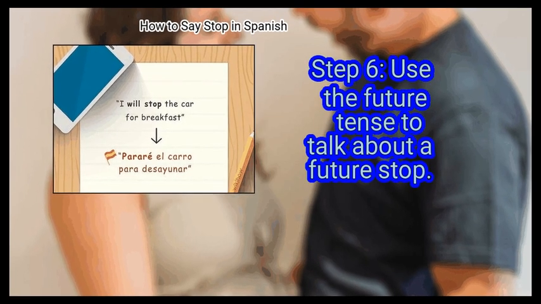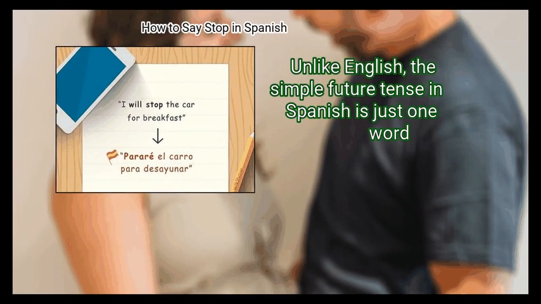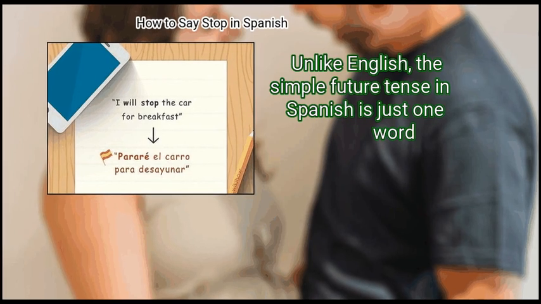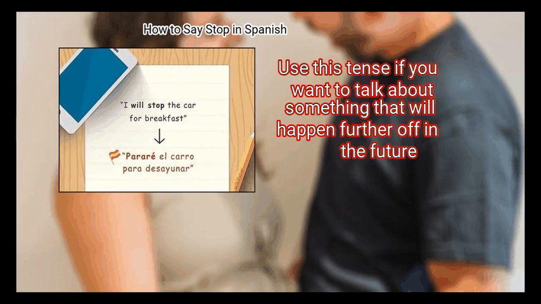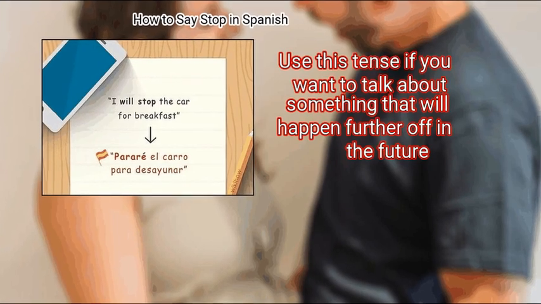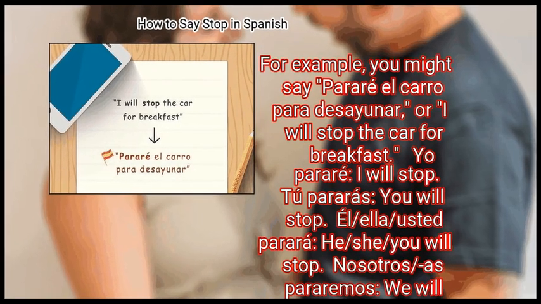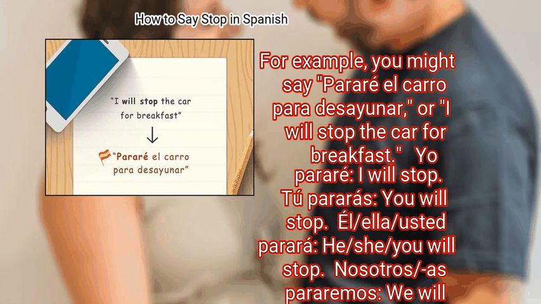Finally, use the future tense to talk about a future stop. Unlike English, the simple future tense in Spanish is just one word. Use this tense if you want to talk about something that will happen further off in the future. For example, you might say, pararé el carro para desayunar, or, I will stop the car for breakfast.